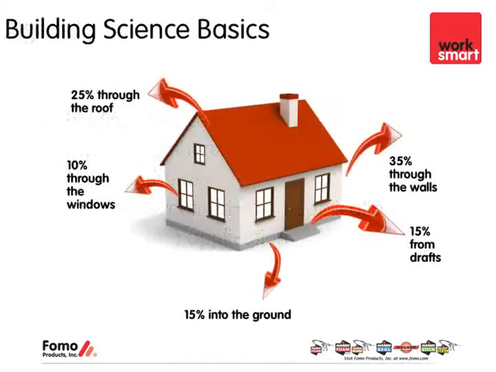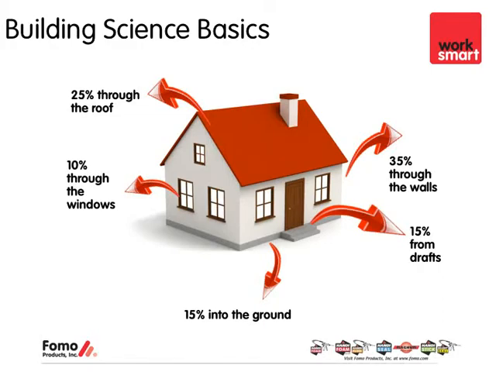Starting out with some basics, if you look at a home and how it leaks, 25% of leakage comes through the roof, 10% through the windows, 15% from drafts, 15% into the ground, and 35% through the walls. Basically, a home leaks in just about every area of the house. Common causes of air leakage.